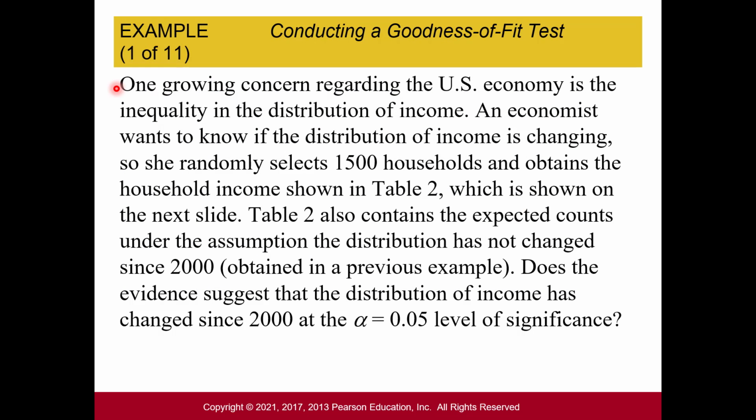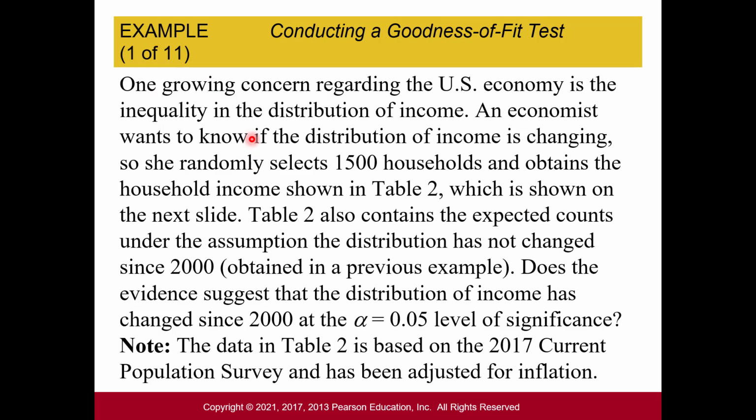So let's try this out with this example. Similar to our last example, in terms of income distribution, the economist still wants to know if the distribution of income is changing. So she still selected her 1,500 households and obtains the household income shown in our next table. And it contains the expected counts under the assumption the distribution has not changed since 2000. That's what we computed in our first example.